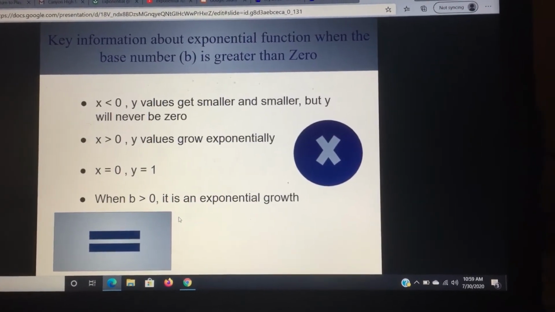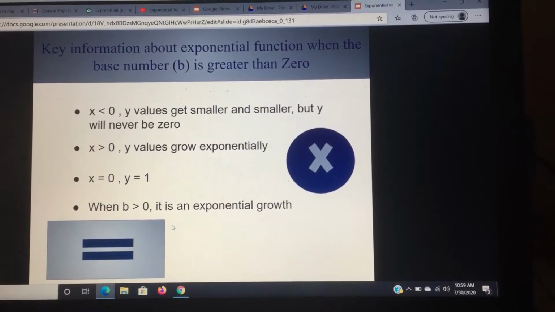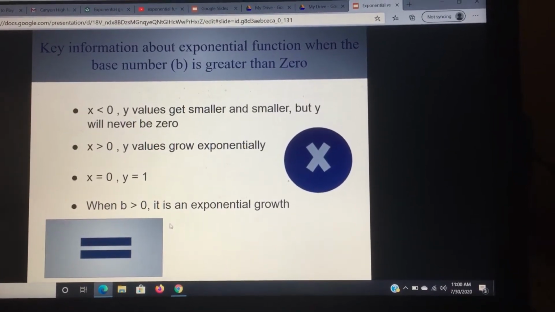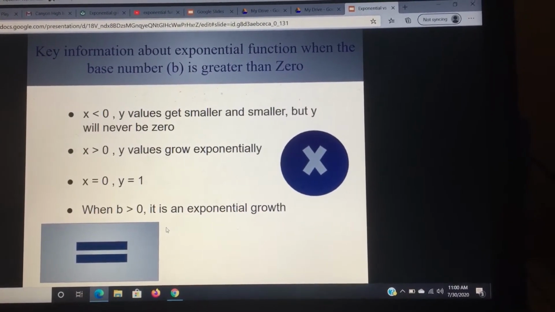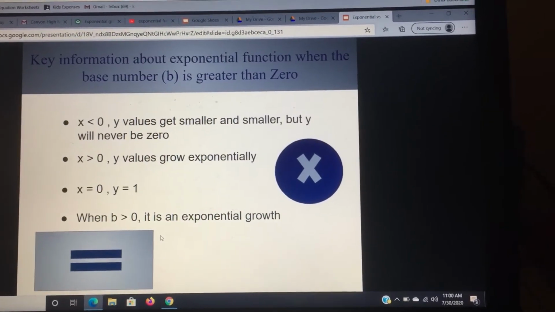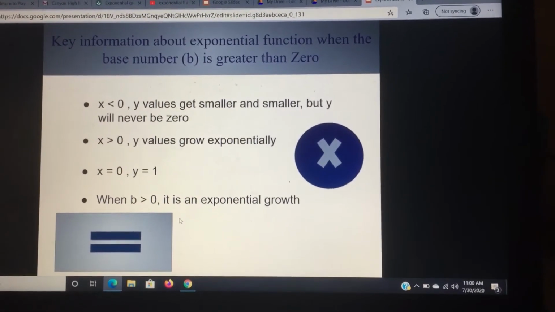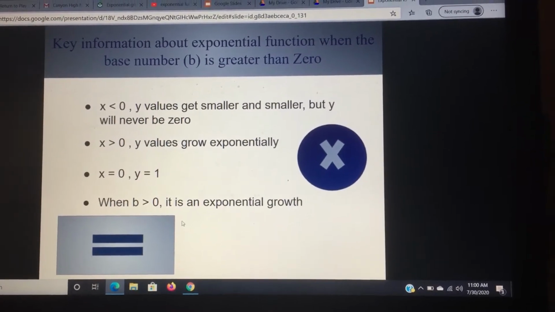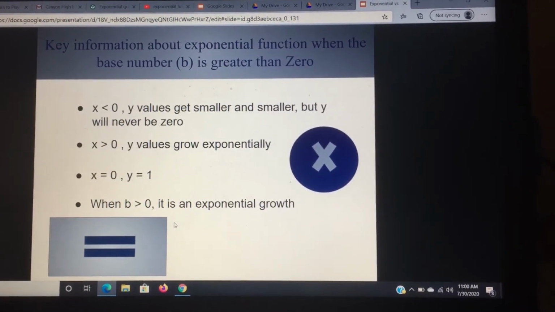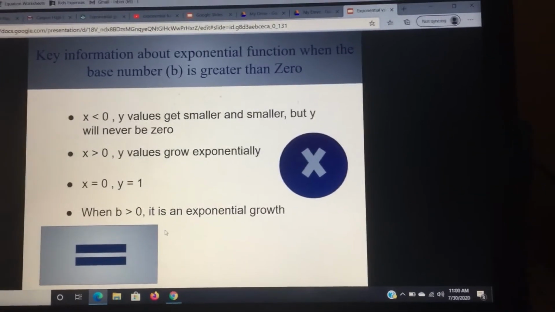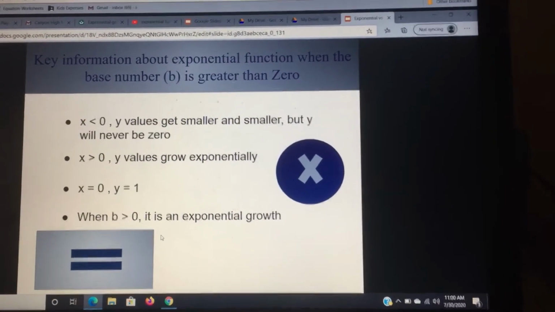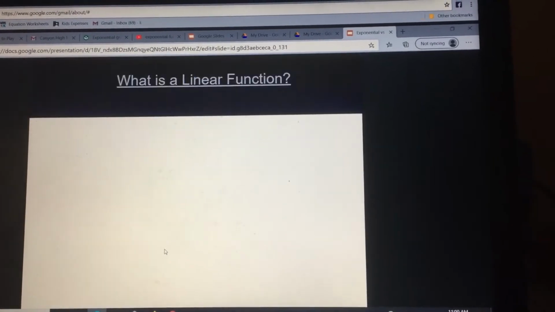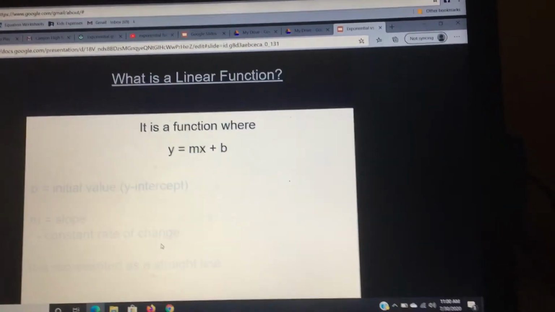You have 2 to the first, which is 2. Then 2 to the 4th is 16, so it's a lot more. When b is greater than 1, it is considered exponential growth. That is key for later on when we start talking about exponential growth and exponential decay. And when x is 0, y is equal to 1. What is a linear function?